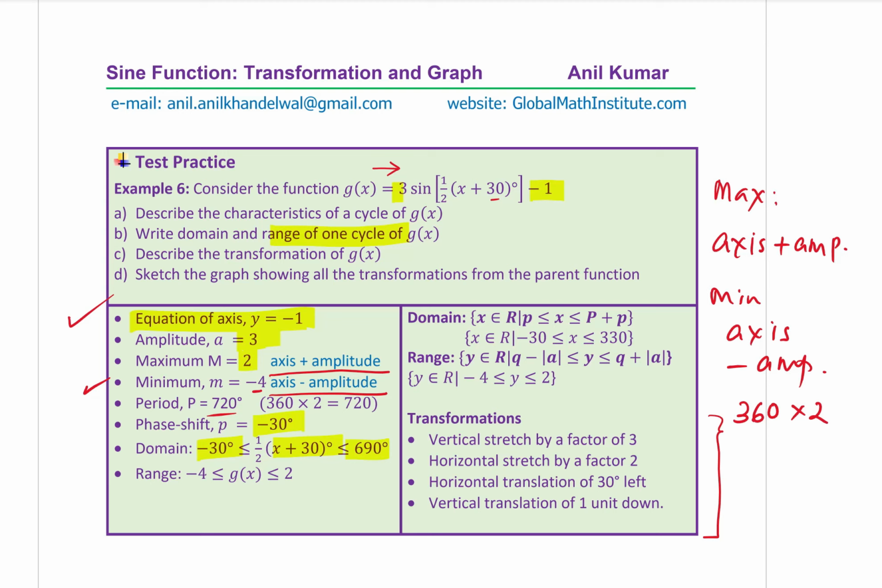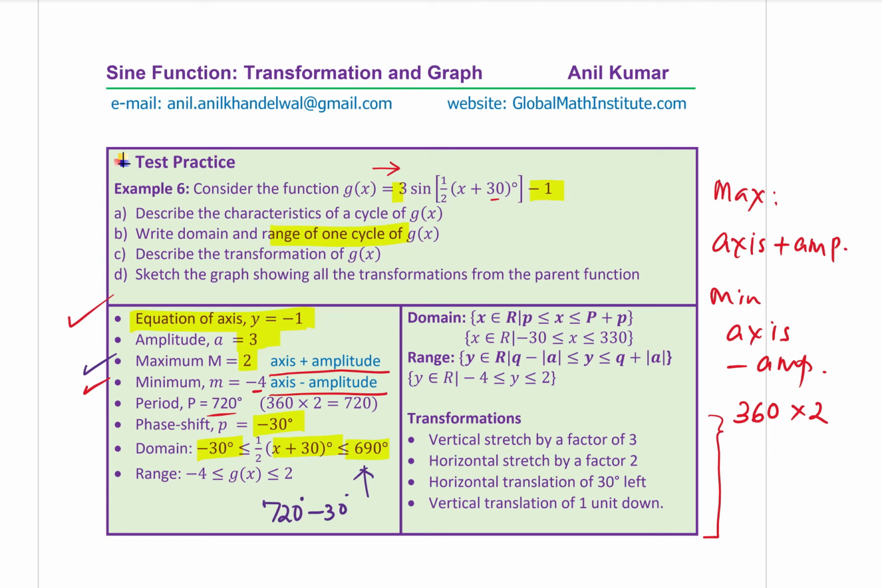So let me rewrite this. This 690 you get from 720 minus 30 degrees, correct? That is how you get the upper limit for your domain. As far as range is concerned, we know from maximum to minimum is the range for this particular function.